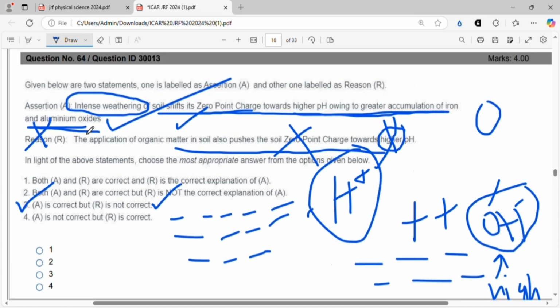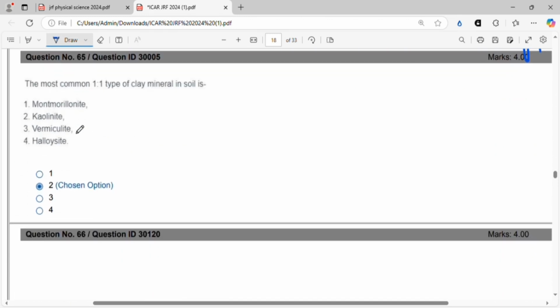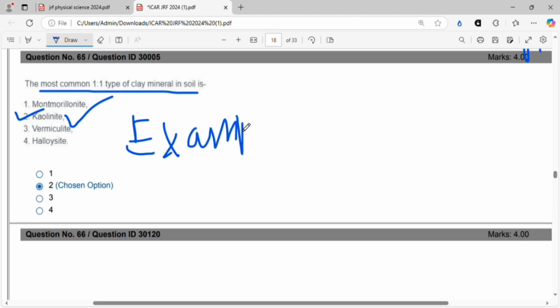All right. Moving on. This is a very easy question from soil mineralogy, and it's totally straightforward. The most common 1:1 type of clay mineral in soil is, I think you all know this, kaolinite. This question will be answered by everyone, and not a single one will miss it. So let's move on. From here, you have to read the examples.